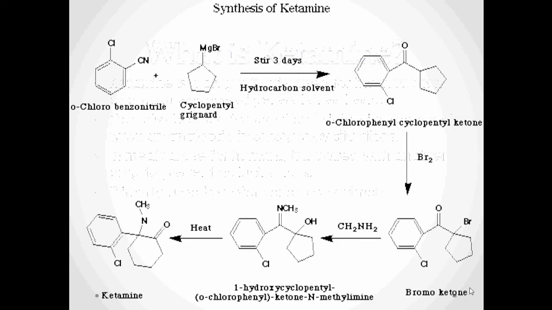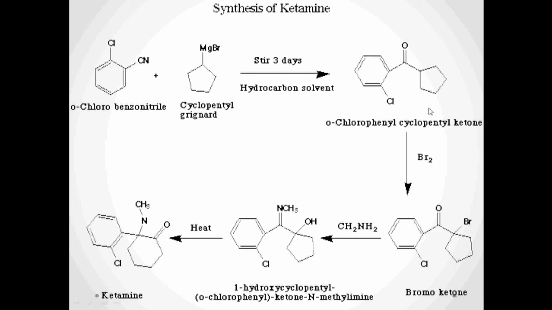So the synthesis of ketamine begins with 119 grams of cyclopentyl bromide and 19.4 grams of magnesium, which are reacted in ether. You stir that for 3 days. And then you add 21 grams of cyclopentyl ketone, added to 10 grams of bromine and 80 milliliters of carbon tetrachloride.